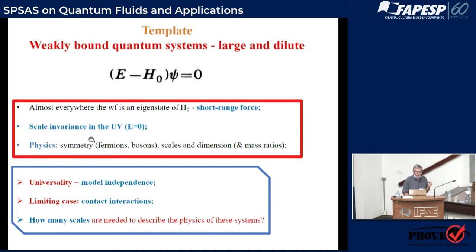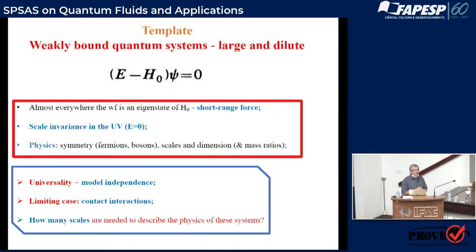This is very beautiful. And of course, the physics also has to take into account the symmetry if they are fermions. We have to think about the minimal number of scales, and of course dimension and masses. These are parameters that your wave function should depend on. So again, universality is model independent. If I change the potential a little bit, but keep the binding energy and maybe other properties fixed, what we see at long range is exactly the same.